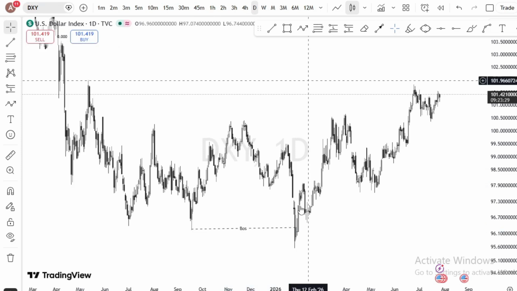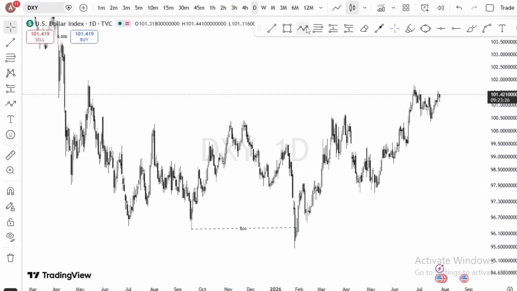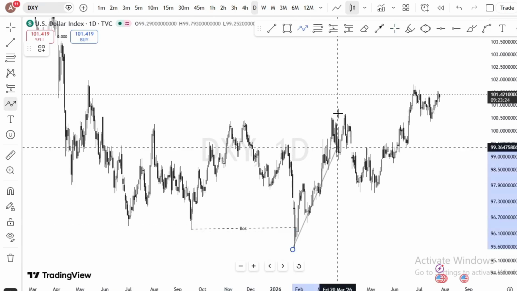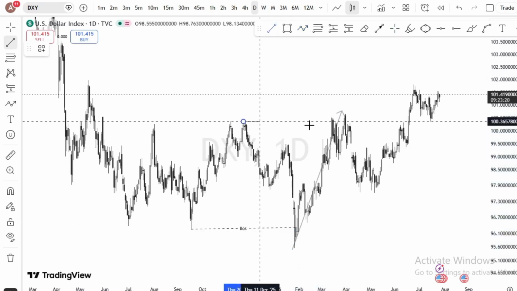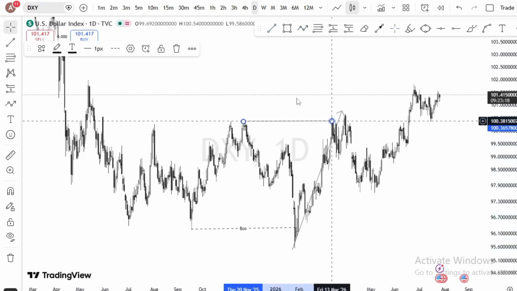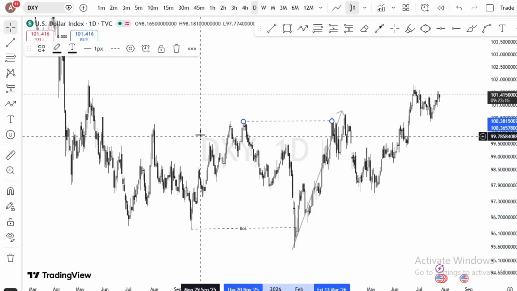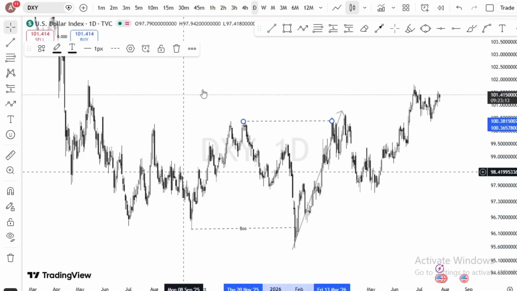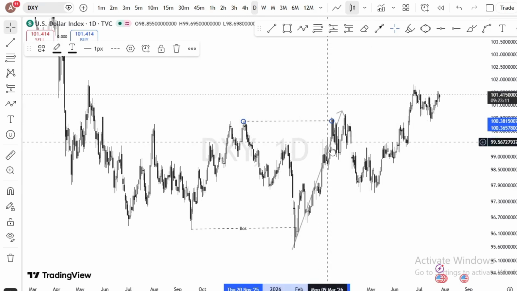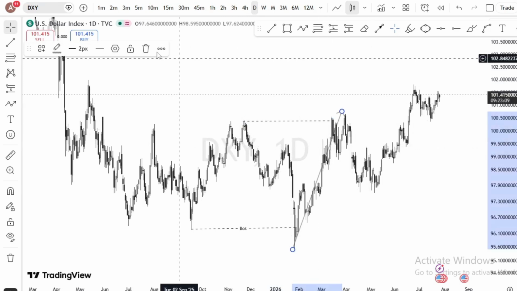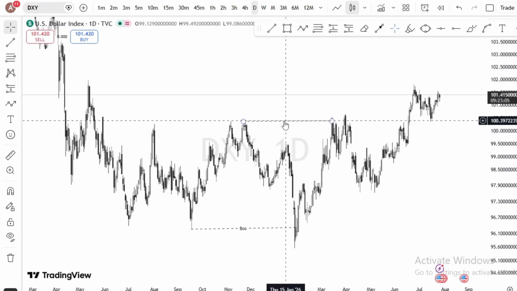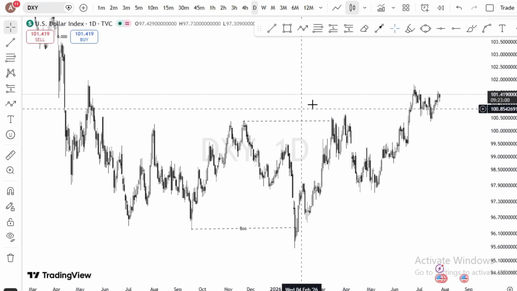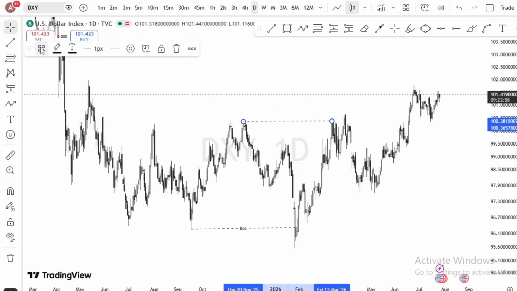So after this break of structure to the downside, we have an impulsive move to the upside that gave us a change of character. So this impulsive move to the upside changed the direction of the market from bearish to bullish. So the moment we have a change of character on DXY, it means the dollar index is bullish.